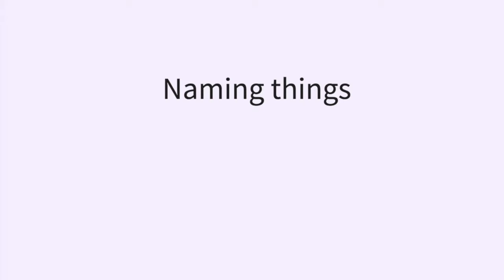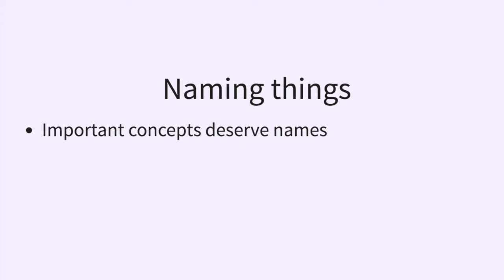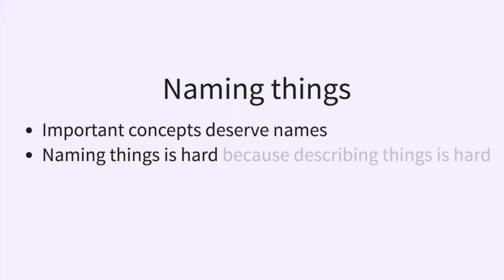So the next thing we're going to talk about is naming things. If something is important, it deserves a name. Names give you something to communicate about. Unfortunately, naming things is hard. Naming a thing requires describing a thing, and describing things is not easy in itself. Not only that, once you've properly described a thing, you need to shorten that description in order to make it into a name.